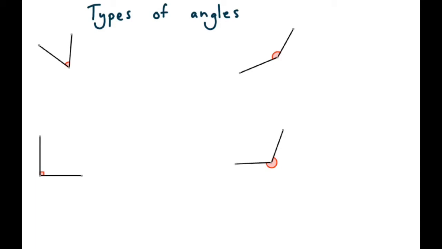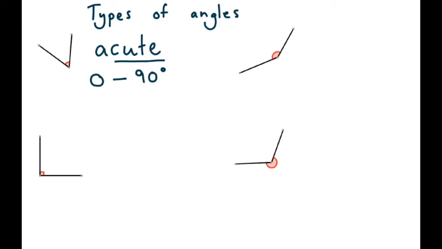The first one is an acute angle. The way I try and remember this one is it's a little baby cute angle. These angles are anything from 0 to 90 degrees. So if an angle, for instance, was 67 degrees, it would be an acute angle. Anything less than 90 degrees.